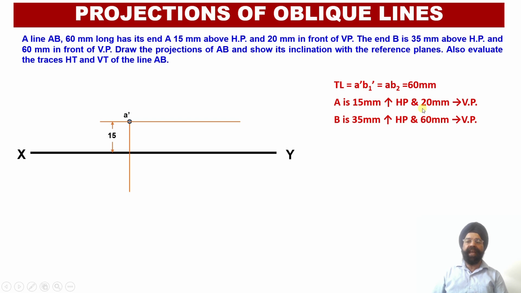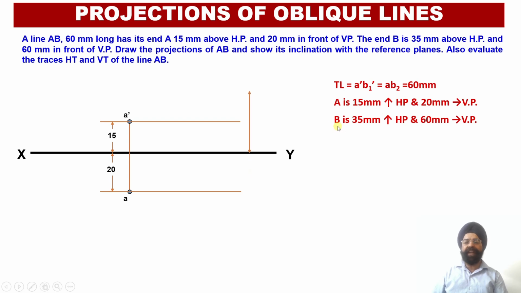Similarly, the end A is also lying 20 millimeter in front of the vertical plane. So when we are going to look from the top at this particular end A, we are going to observe that this end A will be lying 20 millimeter in front. So it means that this distance we have to draw below the XY reference line. So the top view of the point A will be lying 20 millimeter below the XY reference line.